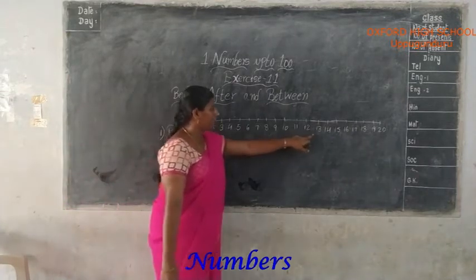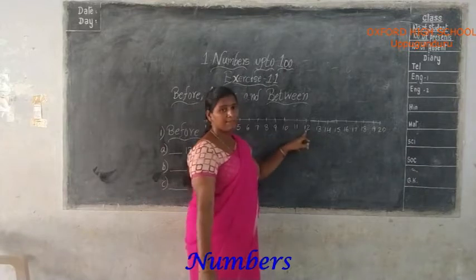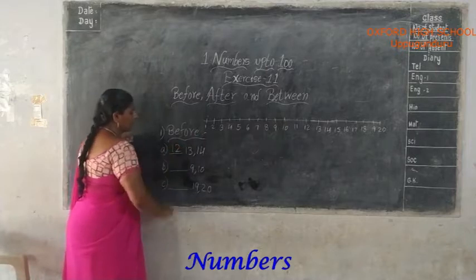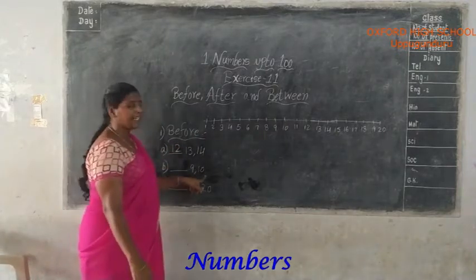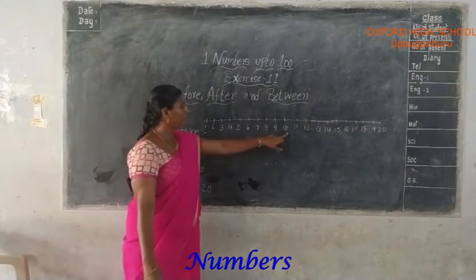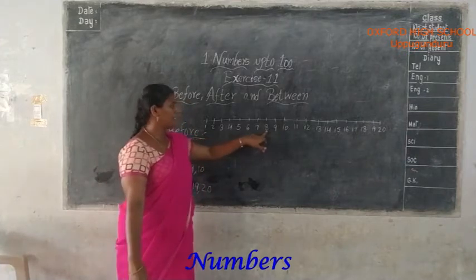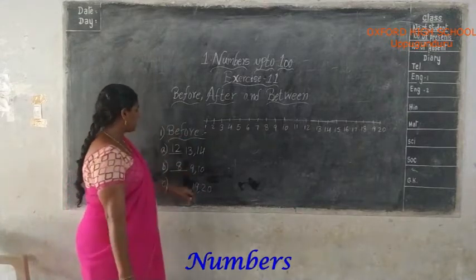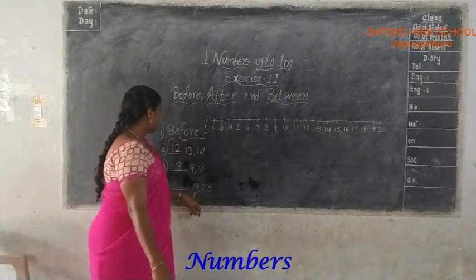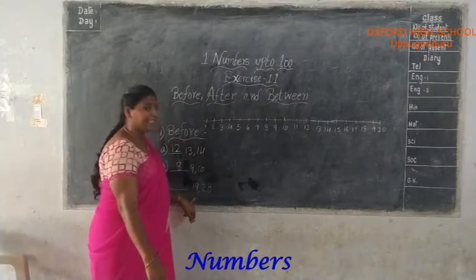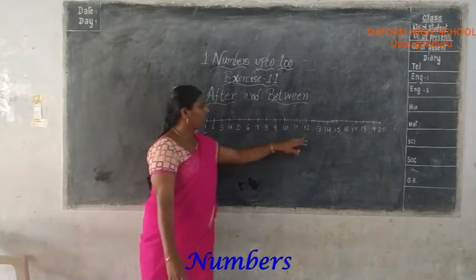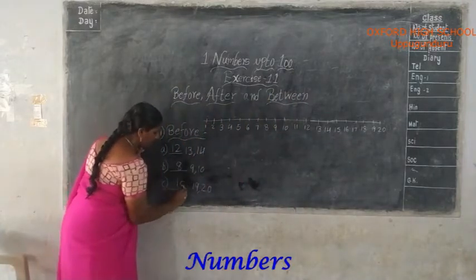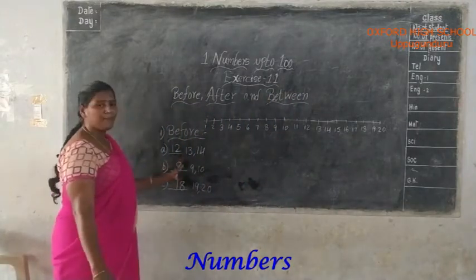Here we see the number line. Before 13 and 14, which number is there? 12. Next, 9 and 10. Before 9 and 10, what number is there? 8. Next, 19, 20. Before 19 and 20, which number is there? 18. This is the example for before.